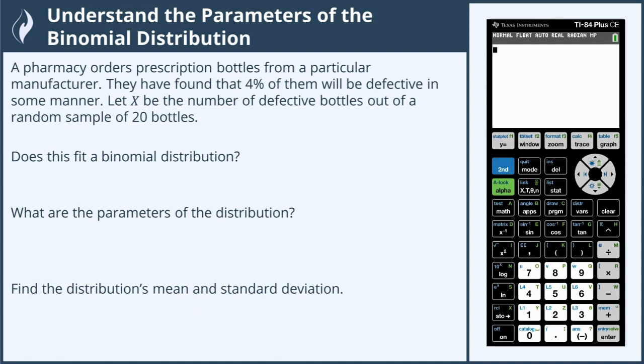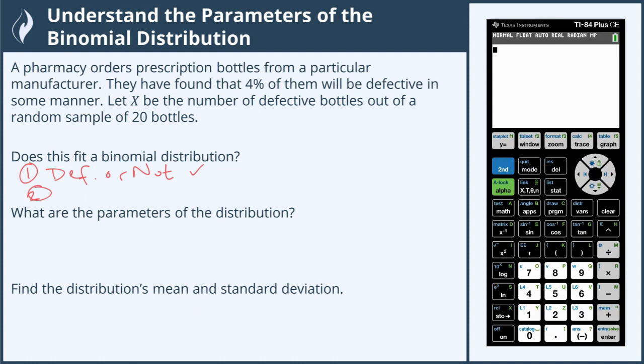Our first question is, does this fit a binomial distribution? So we need to check a couple of things. One, we only have two options, defective or not. So that's our first thing to check off.